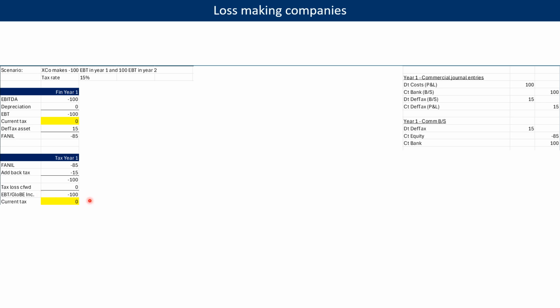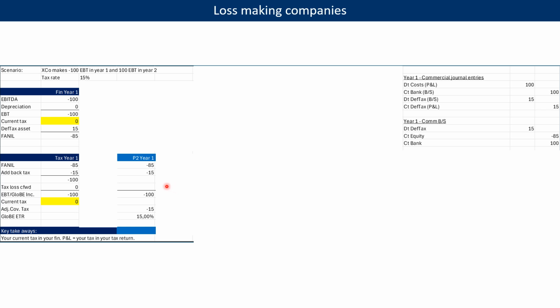And the important thing here is whatever is the current tax in your tax return would be the current tax that you book in your commercial accounts. It is not what should be due or could be due or anything like that. It is simply what you book in your tax return. Maybe I'm oversimplifying things here, but that is the way my lawyer mind works.